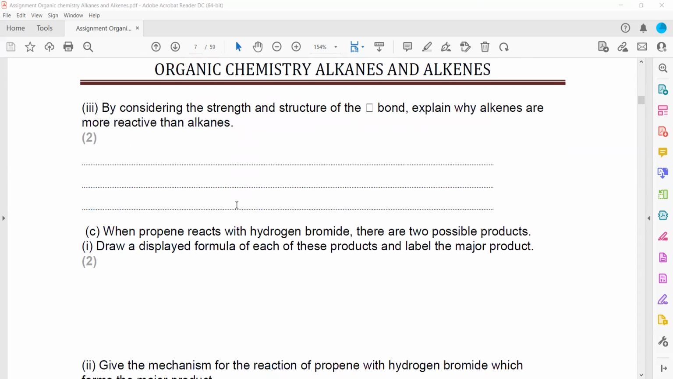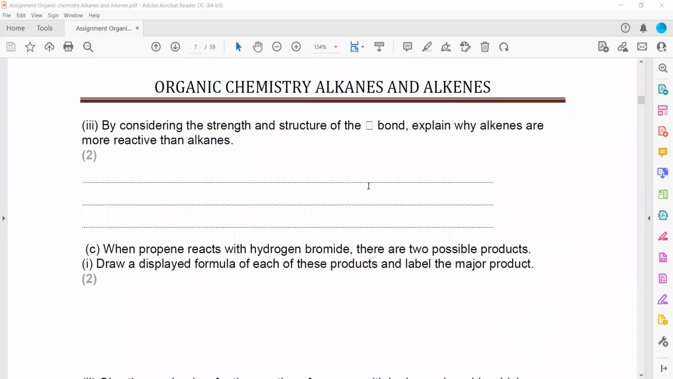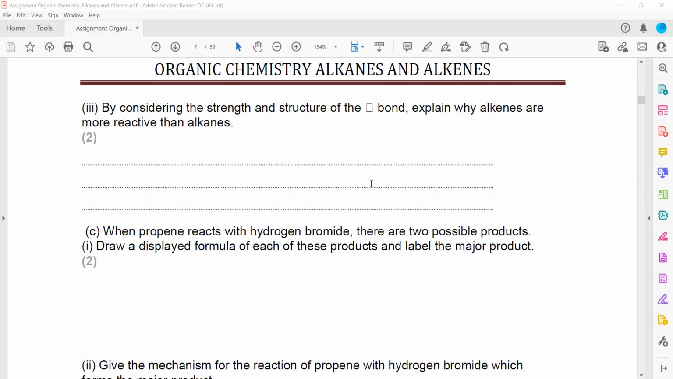By considering the strength and the structure of the double bond, why are alkenes more reactive than alkanes? The reactions of alkenes are much faster than alkanes because pi bonds are weaker bonds, so they can break easily. The carbon-carbon double bond has a high electron density, so it can easily attract the electrophile, or the electrophile can easily attack it.